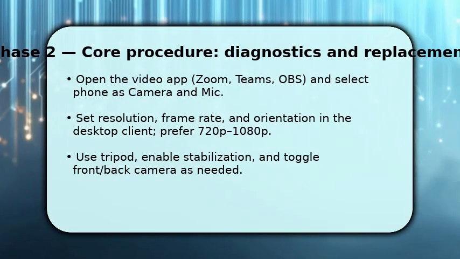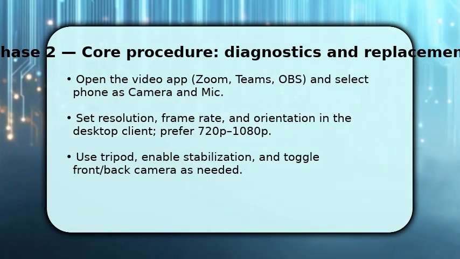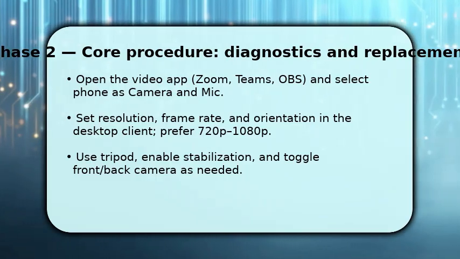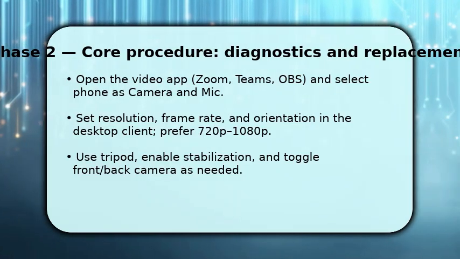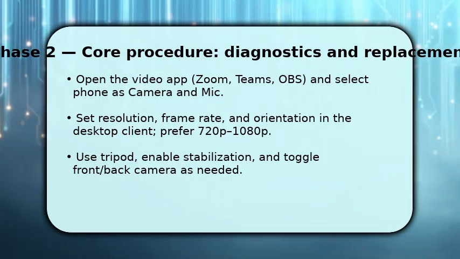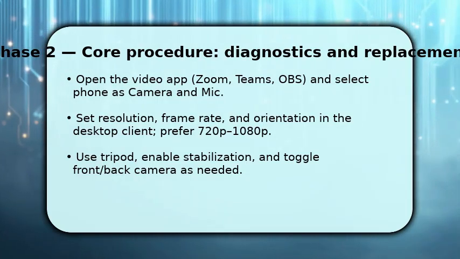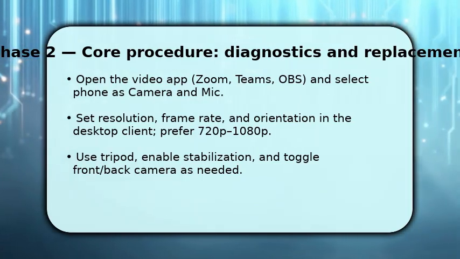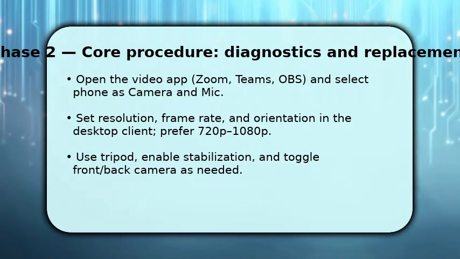Once the devices are connected, open your conferencing or streaming app and switch the camera input to the phone device. This is typically named after the app or your phone model. In the desktop client, choose resolution and frame rate. Higher settings need more bandwidth and CPU. Make sure orientation is correct. Rotate or lock it, because flipping mid-call is distracting.